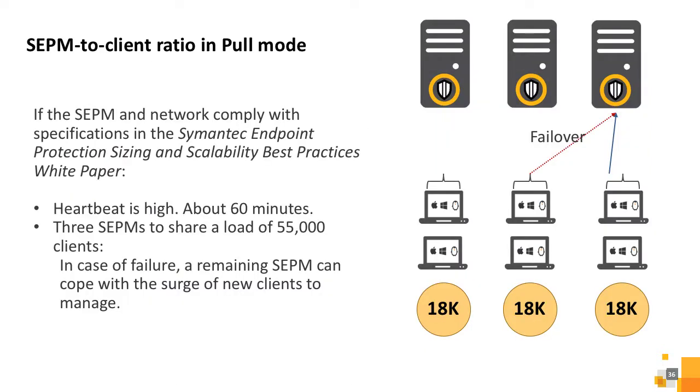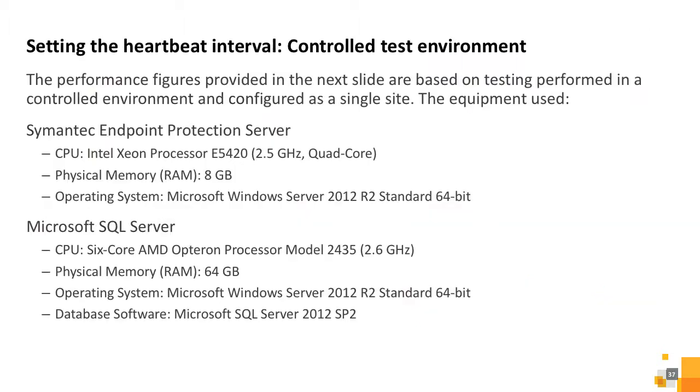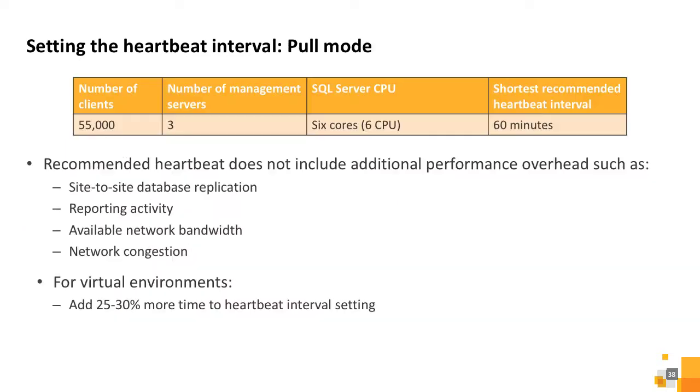This slide shows a SEPM to client ratio in pull mode. In general, the less frequent the heartbeat, the more clients a management server can support. You are not limited to a maximum number of clients that can connect to a particular management server. This is an example architecture from the Symantec Endpoint Protection Sizing and Scalability Best Practices White Paper. In the following slide, you see data regarding how to set the heartbeat interval. This slide shows the controlled test environment used as a basis for this data. This slide shows the recommended heartbeat interval for 55,000 clients that are managed by 3 SEPMs.